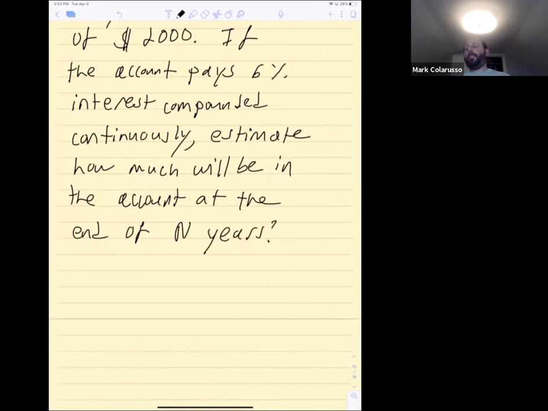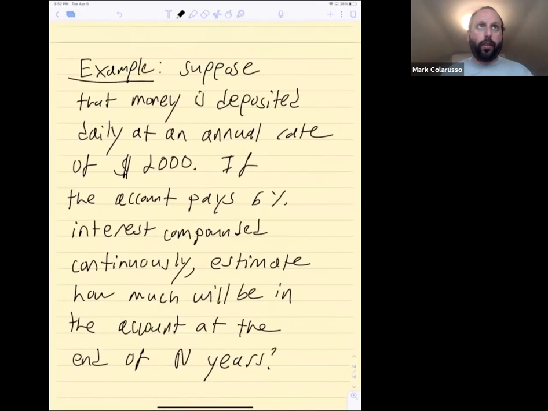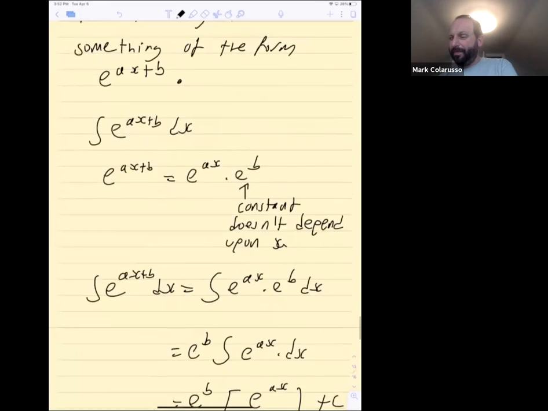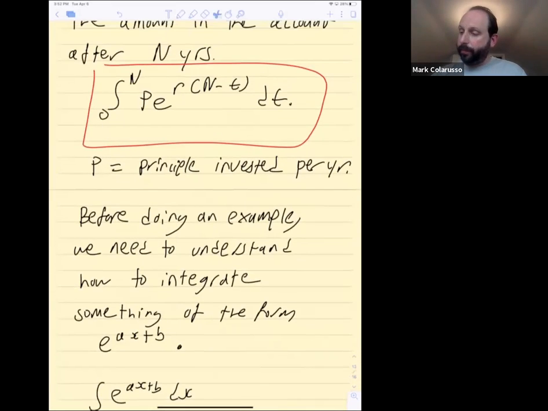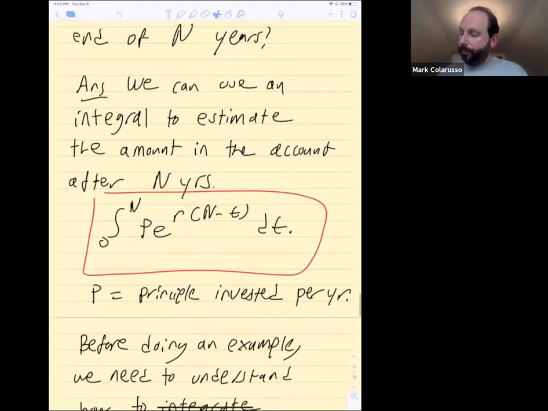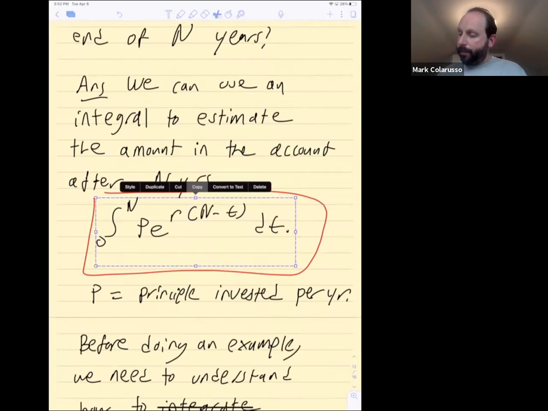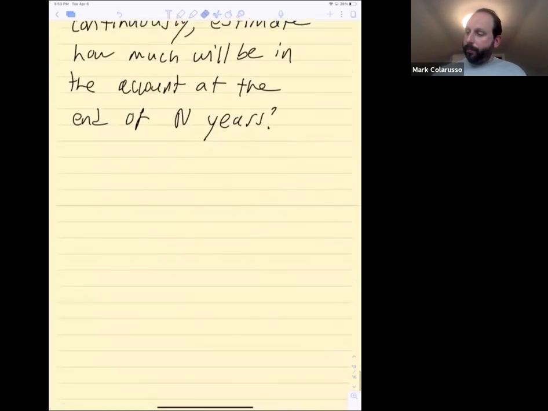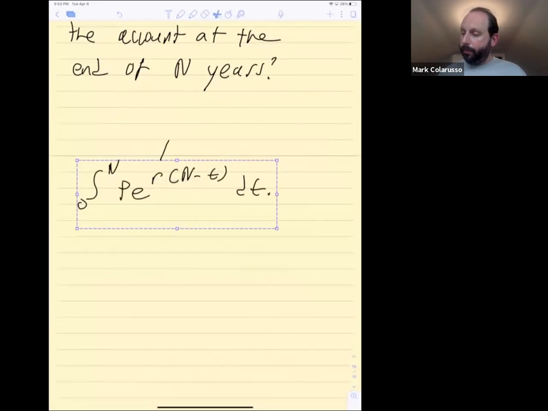Okay, so this is a lot of information. So we have to go back to the formula. I'll go back up and copy it and bring it back down. Okay, so now what do we have?